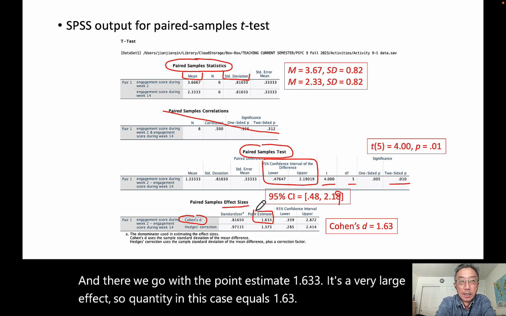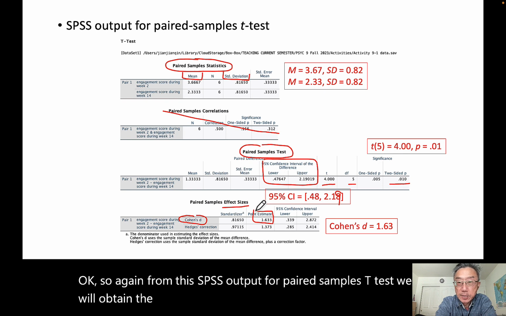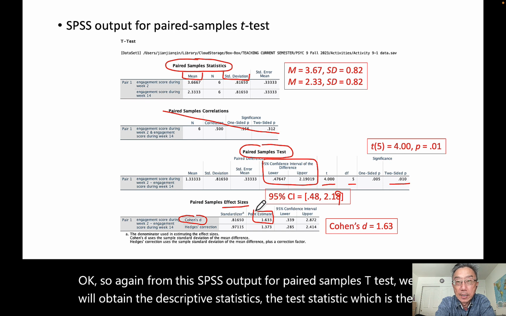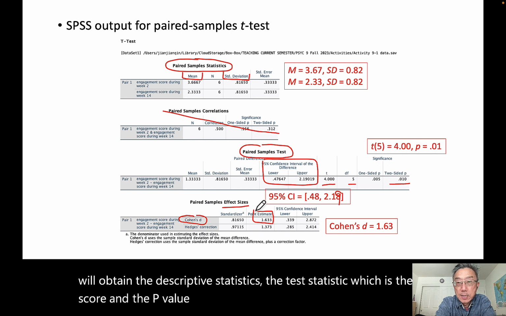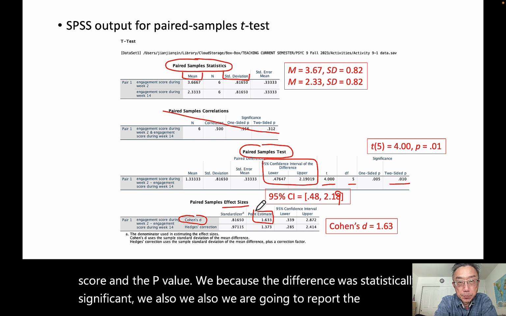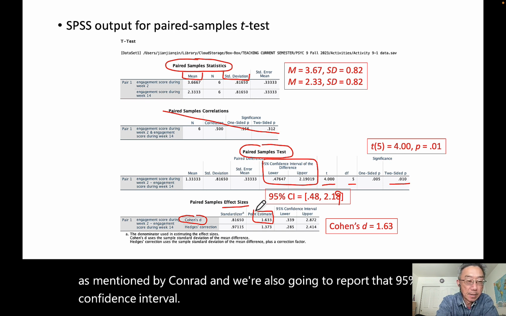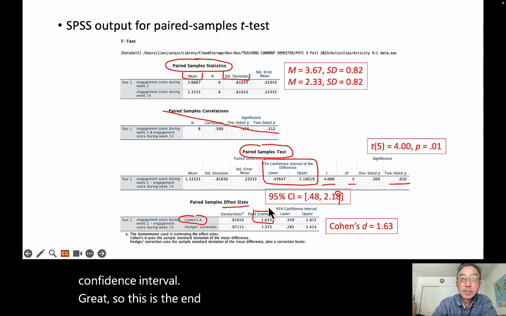So again, from this SPSS output for the paired samples t-test, we obtain the descriptive statistics, the test statistic, which is the t-score, and the p-value. Because the difference was statistically significant, we are going to report the effect size as measured by Cohen's d, and we're also going to report the 95% confidence interval. Okay, so this is the end of this video.